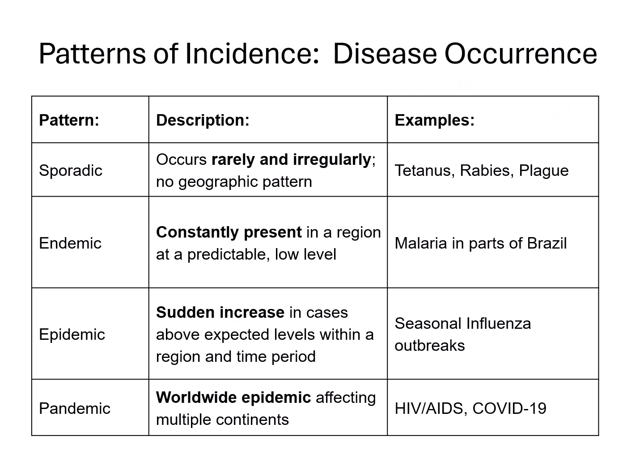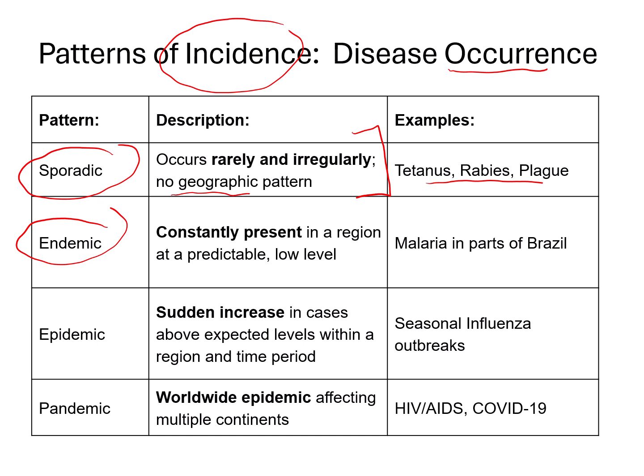Now let's look at patterns of incidence. This is the occurrence or rate or frequency of a disease, and there are 4 classic patterns. Sporadic diseases are rare, and there is no predictable pattern because it's irregular, no geographic pattern as well, and examples include tetanus, rabies, or plague that you see pop up here and there in the news.